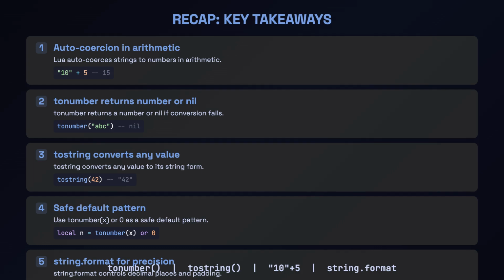Recap. 5 key takeaways. Lua auto-coerces strings to numbers in arithmetic. tonumber returns a number or nil if conversion fails. tostring converts any value to its string form. string.format controls decimal places and padding.